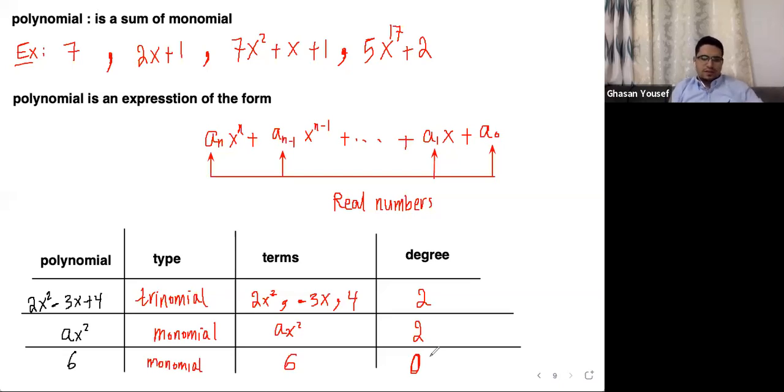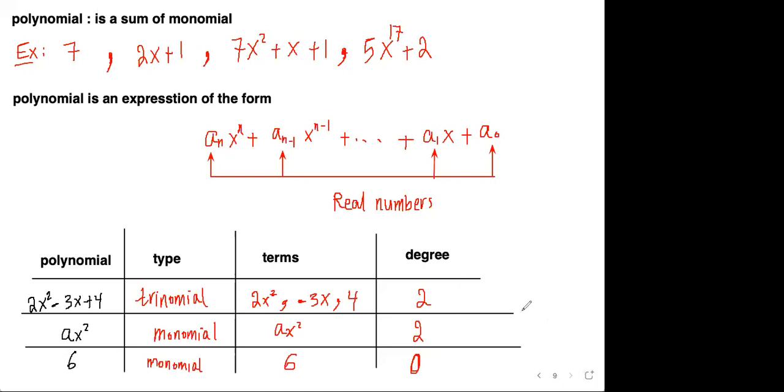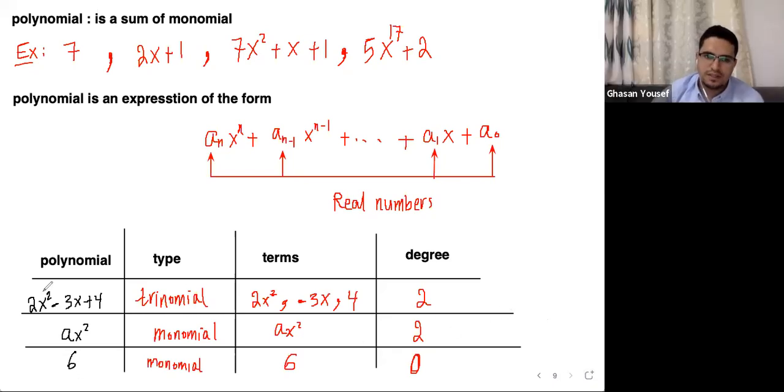So this is a web assigned question similar to this question. I have a question. Yeah, what's your question? Why isn't it 1 instead of 0? Why is 0? Because the 6 here looks like 6 times x to the power 0. Because x to the power 0 gives me 1, and 6 times 1 gives me 6. So the highest power in this expression is 0. So I have to put 0.